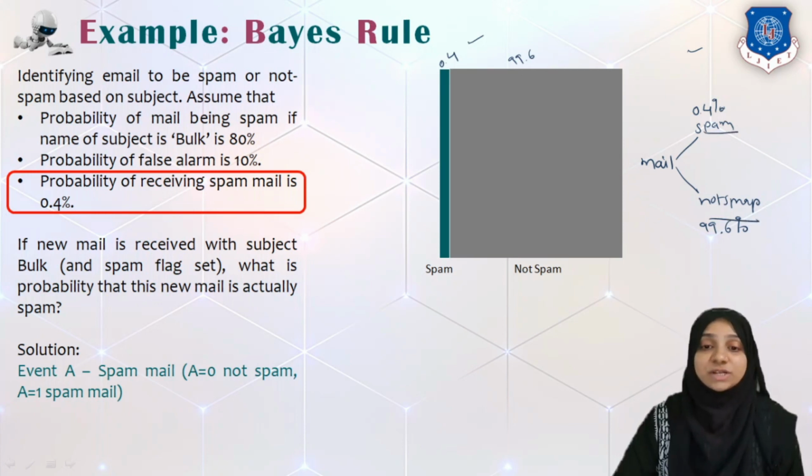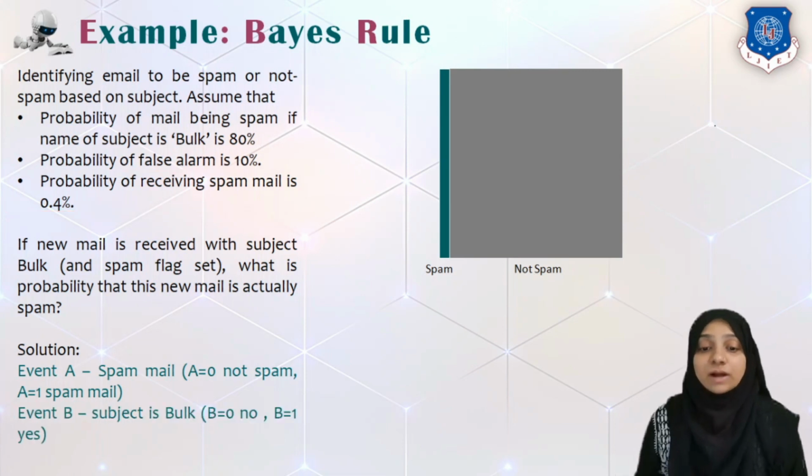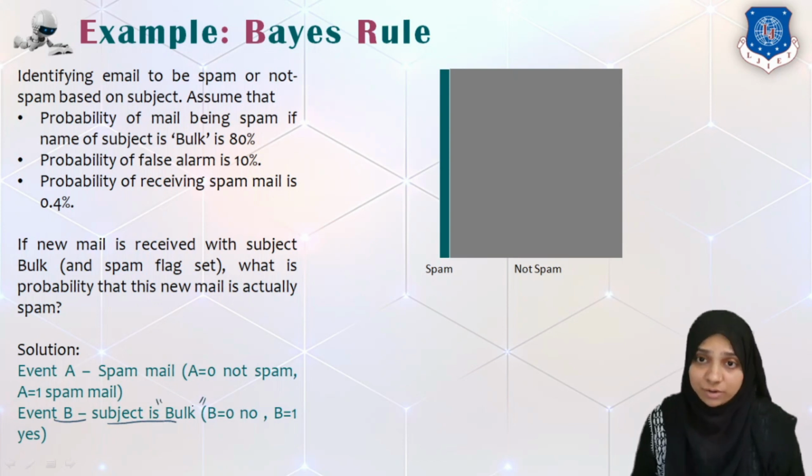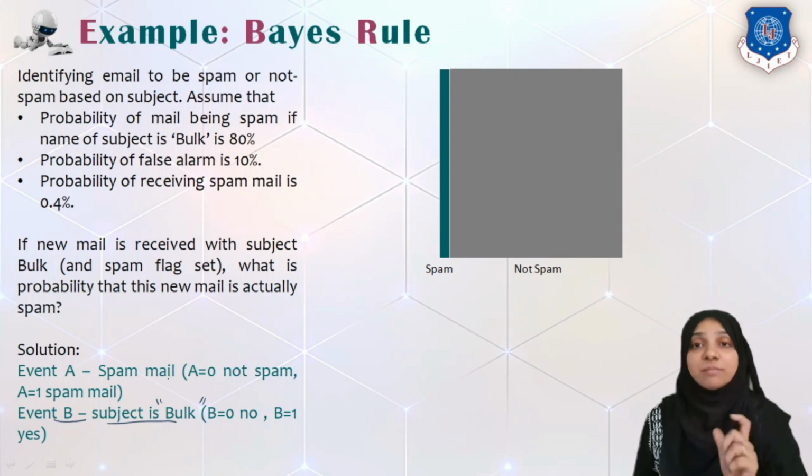So this distribution is over. Now let us find out another event. Event B here is whether the subject is specified as bulk or not. The event can either be true or not true. That means within a subject line there can be the word bulk or there cannot be the word bulk.